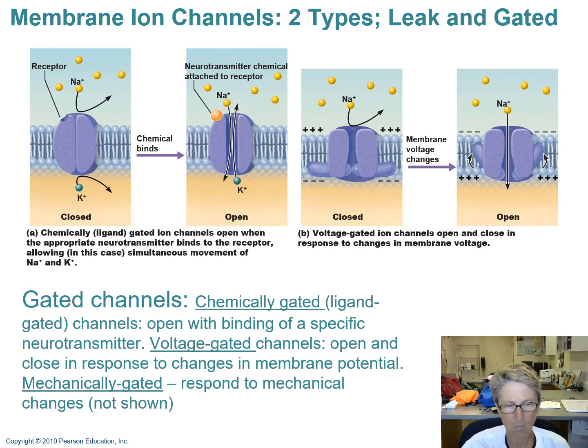So let's see what we have here. Gated channels, so ligand gated and voltage gated. To open a ligand gated channel, you need a neurotransmitter. To open a voltage gated channel, you need to change the membrane potential or the voltage that that channel is sitting in. And then it doesn't show here, but there's a third type of gated channel called a mechanically gated channel. They respond to mechanical changes, and we'll see mechanically gated channels when we do the special senses. So hearing, seeing, smelling.